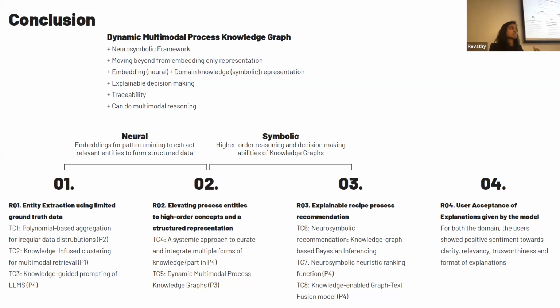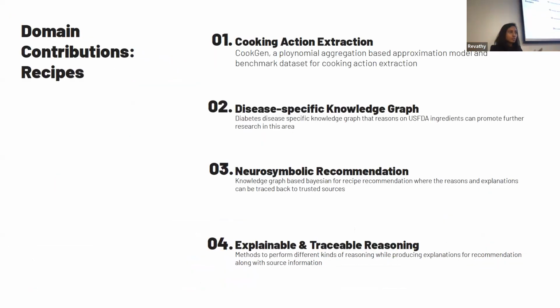So neurosymbolic queries, as we showed before, such as given an image, asking to make modifications or find a recipe with that particular image, can be easily answered. So these are the domain-based contributions. The cooking action extraction is a domain-based contribution to recipes, which is generally a least explored domain. The disease-specific knowledge graph we created for diabetes. The neurosymbolic recommendation, which uses knowledge graph-based reasoning. And then coming up with approaches to perform different kinds of reasoning to produce explainable and traceable recommendation.